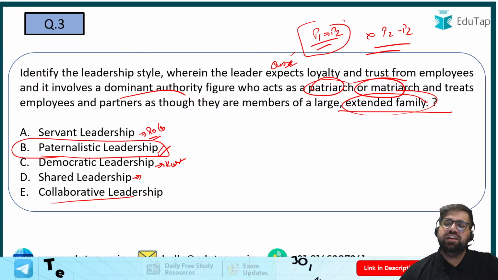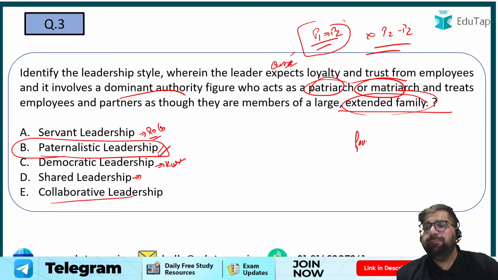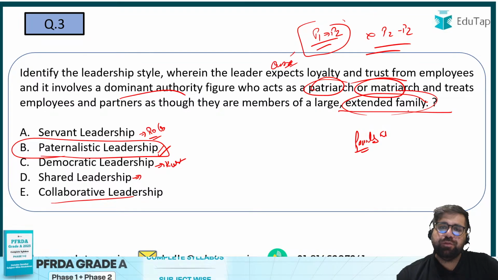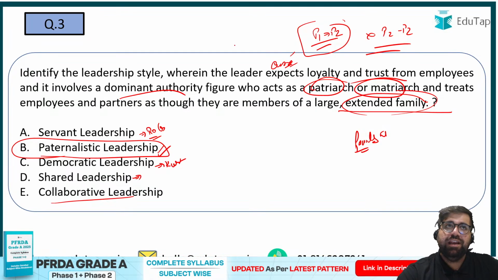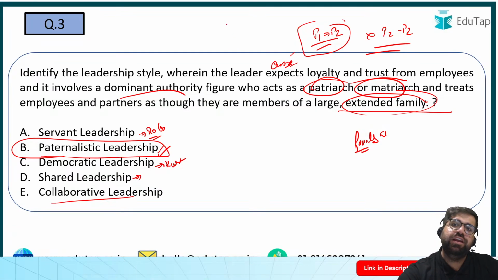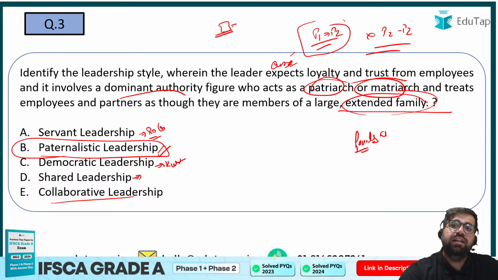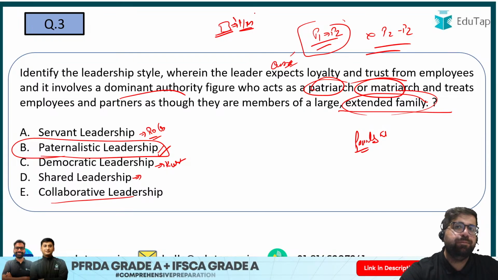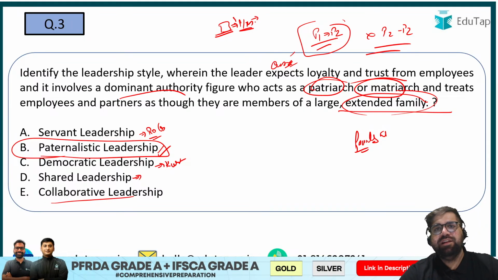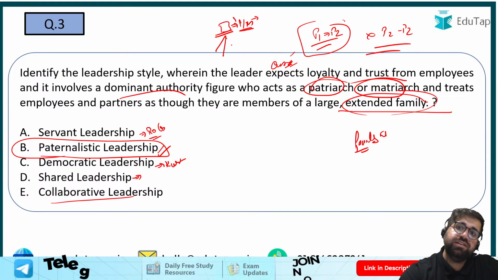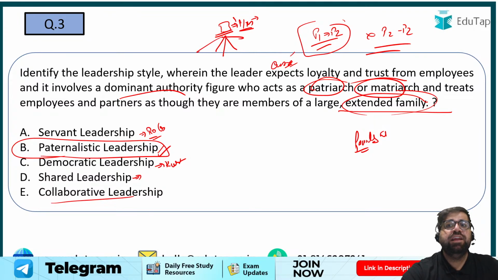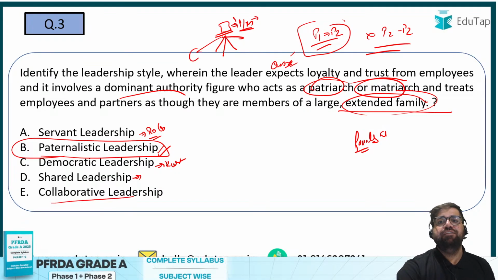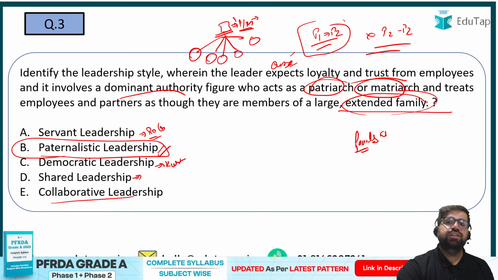In paternalistic leadership, you have a kind of a family head, and that particular family head controls the entire family. Okay, for example, if you go into some small companies, they have a dominant authority and they act as a patriarch or a matriarch. If a person is a male, then patriarch. If a person is a female, then matriarch. And this particular person controls the entire organization, but he or she is not that much autocratic. Okay, they make sure that they are having the extended family of their employees.